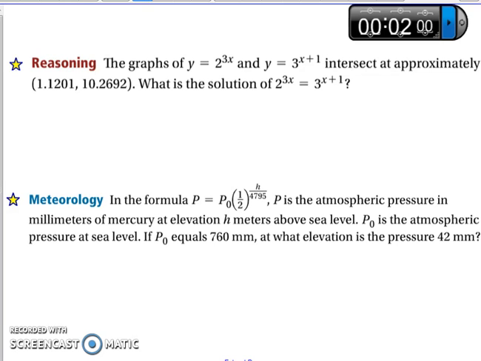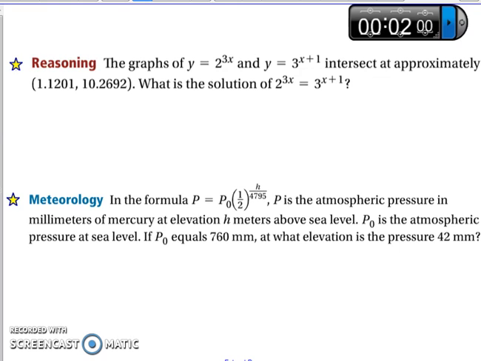Now remember, if we have two graphs and we graph them on the same plane, the point or points that they intersect at is going to be where they're equal to each other. So we can set the two equations equal to each other, like they have done for us here, and then we're going to solve for x.